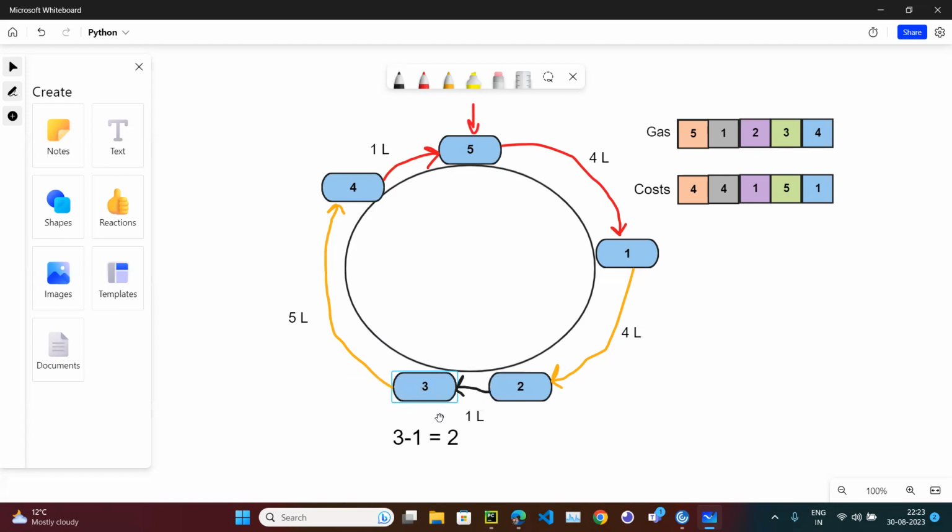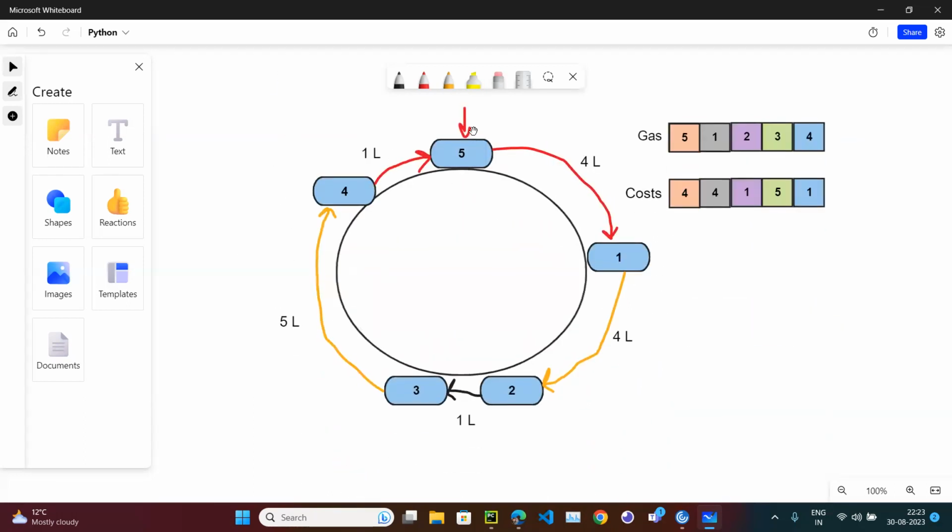When I reach here, I will ask the gas station, can you fill it? It's going to fill all the gas. So 2 plus 3 is 5. Can I move to the next station? Yes, because I have 5 liters of gas and only 5 liters are required. So I have moved, and I reached here. So 4 is my starting point. Where is the 4? 0, 1, 2, 3, 4. So I am going to return index 4.